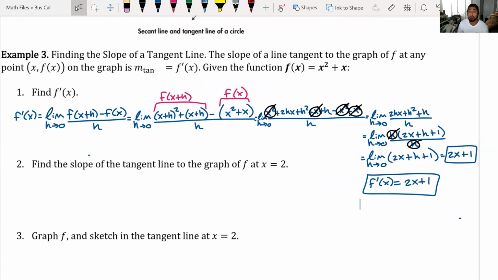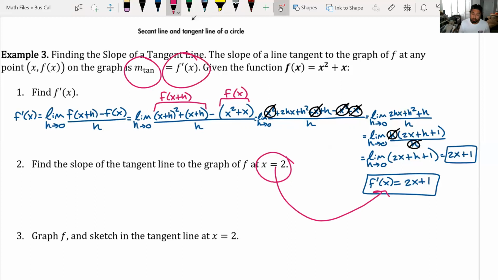Now two, find the slope of the tangent line to the graph of f at x equals 2. So all this is saying is if we want to find the slope of the tangent line, what we have to do is take the derivative and plug in 2 for x. Because remember, the slope of the tangent line is also the derivative.